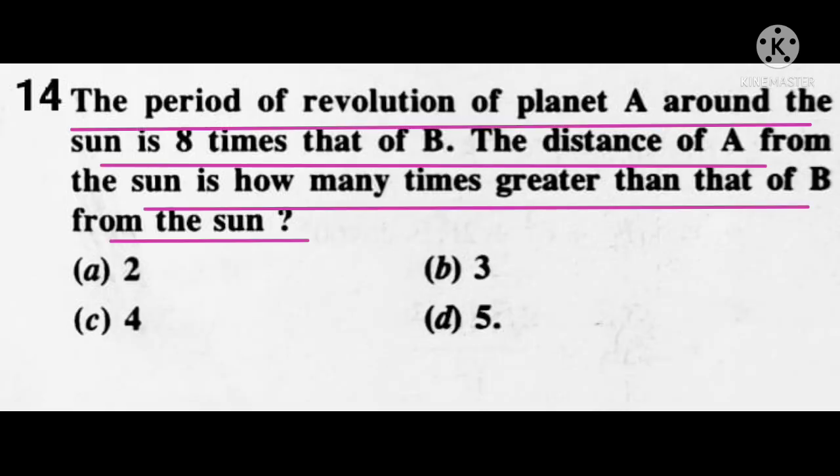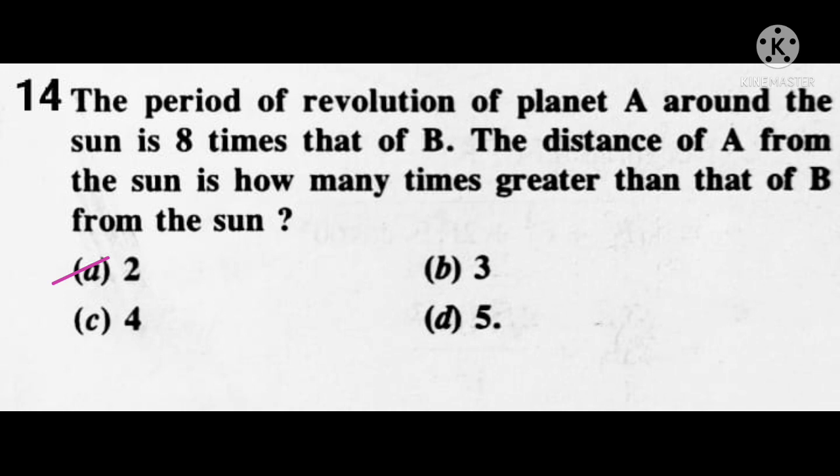The period of revolution of planet A around the sun is 8 times that of B. The distance of A from the sun is how many times greater than that of B from the sun? A option 2, B option 3, C option 4, D option 5. In this question we have been given two planets A and B, and the time period of revolution of planet A around the sun is 8 times that of planet B. Then we have to find how many times greater the distance of A from the sun is than that of B from the sun.